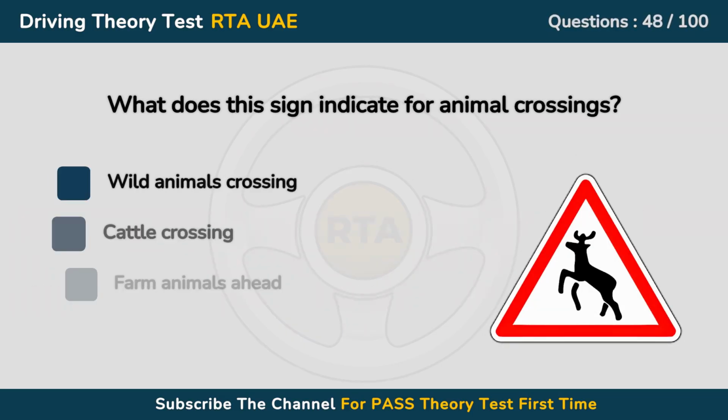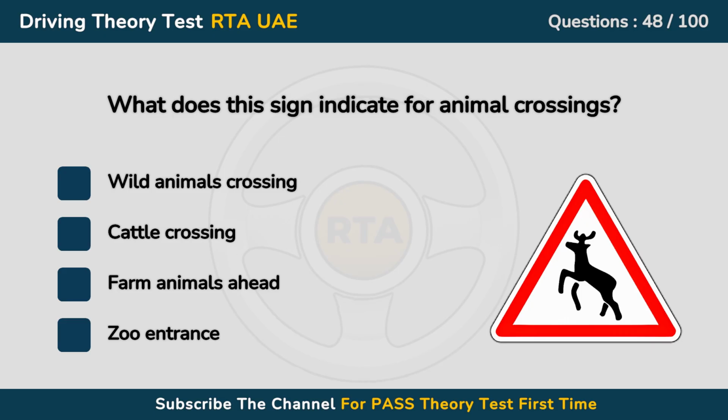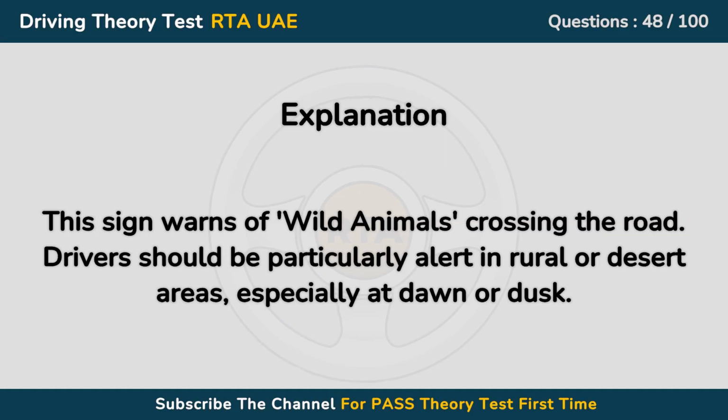Question 48. What does this sign indicate for animal crossings? A. Wild animals crossing. B. Cattle crossing. C. Farm animals ahead. D. Zoo entrance. Answers is A. Wild animals crossing. This sign warns of wild animals crossing the road. Drivers should be particularly alert in rural or desert areas, especially at dawn or dusk.